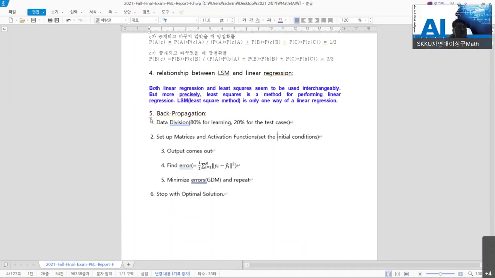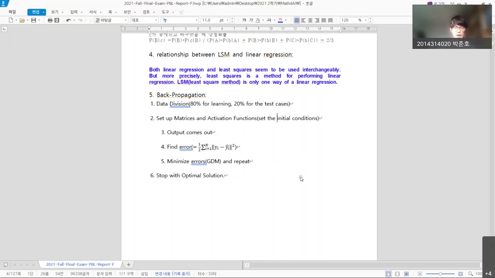이 백프로퍼게이션은 김단일 학우님과 강의 교환의 여덟 가지 단계로 이렇게 설명이 되어 있는데 특히 저는 이 데이터 디비전이 인상 깊었던 것 같습니다. 전체 데이터의 80%는 학습을 위해 쓰이고 나머지 20%는 테스트를 위해서 남겨놓는 과정이 저는 진짜 생각하지 못했던 부분이었고, 그리고 이렇게 매트릭스와 액티베이션 펑션을 처음에 셋업한 다음에 이 3, 4, 5 과정을 쭉 반복하면서 최적화된 옵티멀한 모델을 설정해 나가는 방법이 이 백프로퍼게이션이라는 것을 알게 되었습니다.